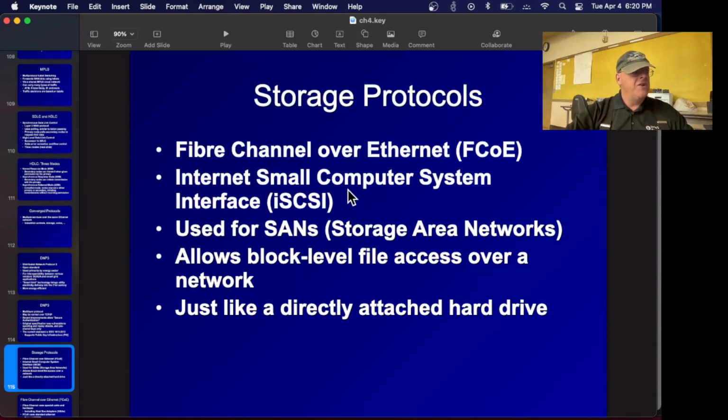And you can use iSCSI also, and that's for storage area networks. The point of this is you can have block level file access over a network, so you can typically put things like virtual machines on these, and you load the virtual machine into memory from the storage area network. You just access it from your computer like a hard drive, but it's actually over a network connection. It's a virtual hard drive loaded block by block from a storage area network.